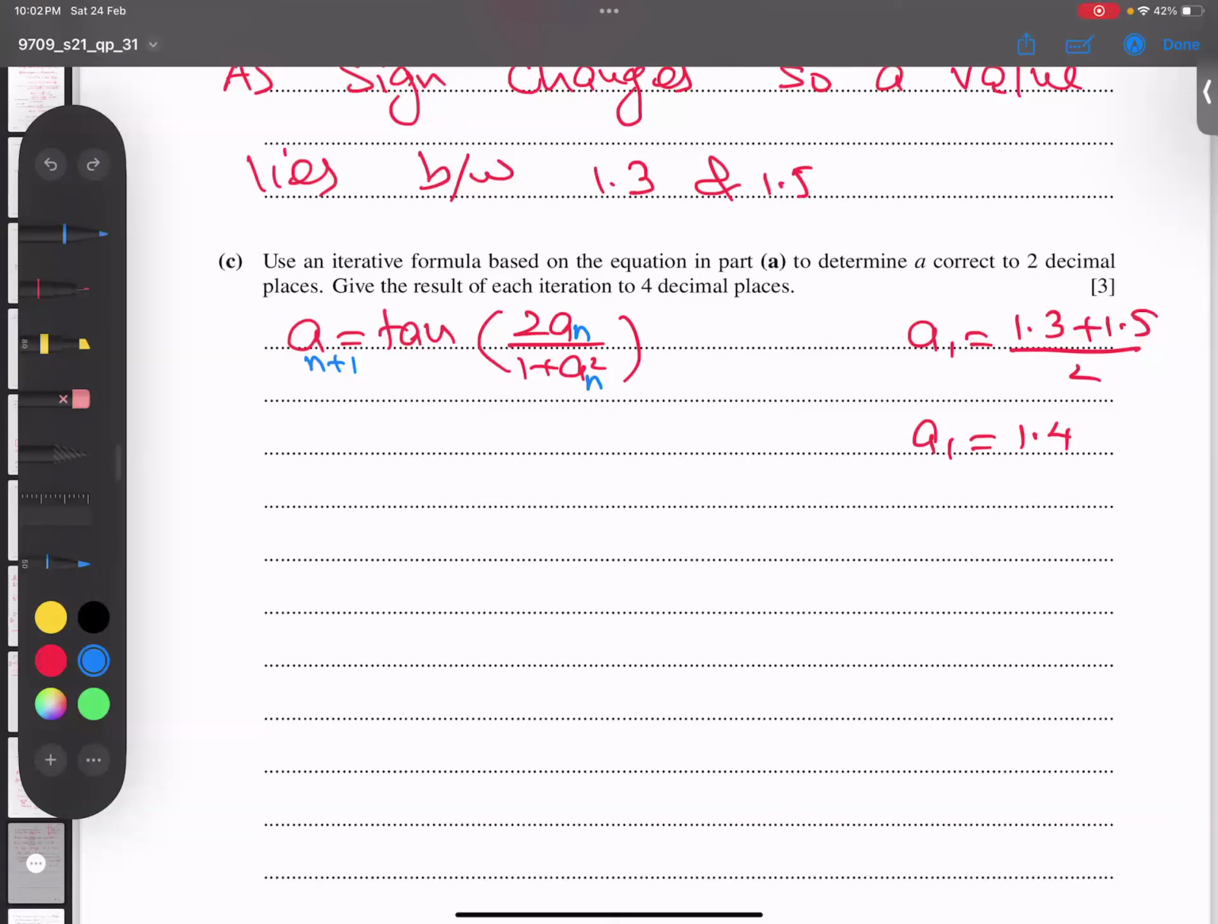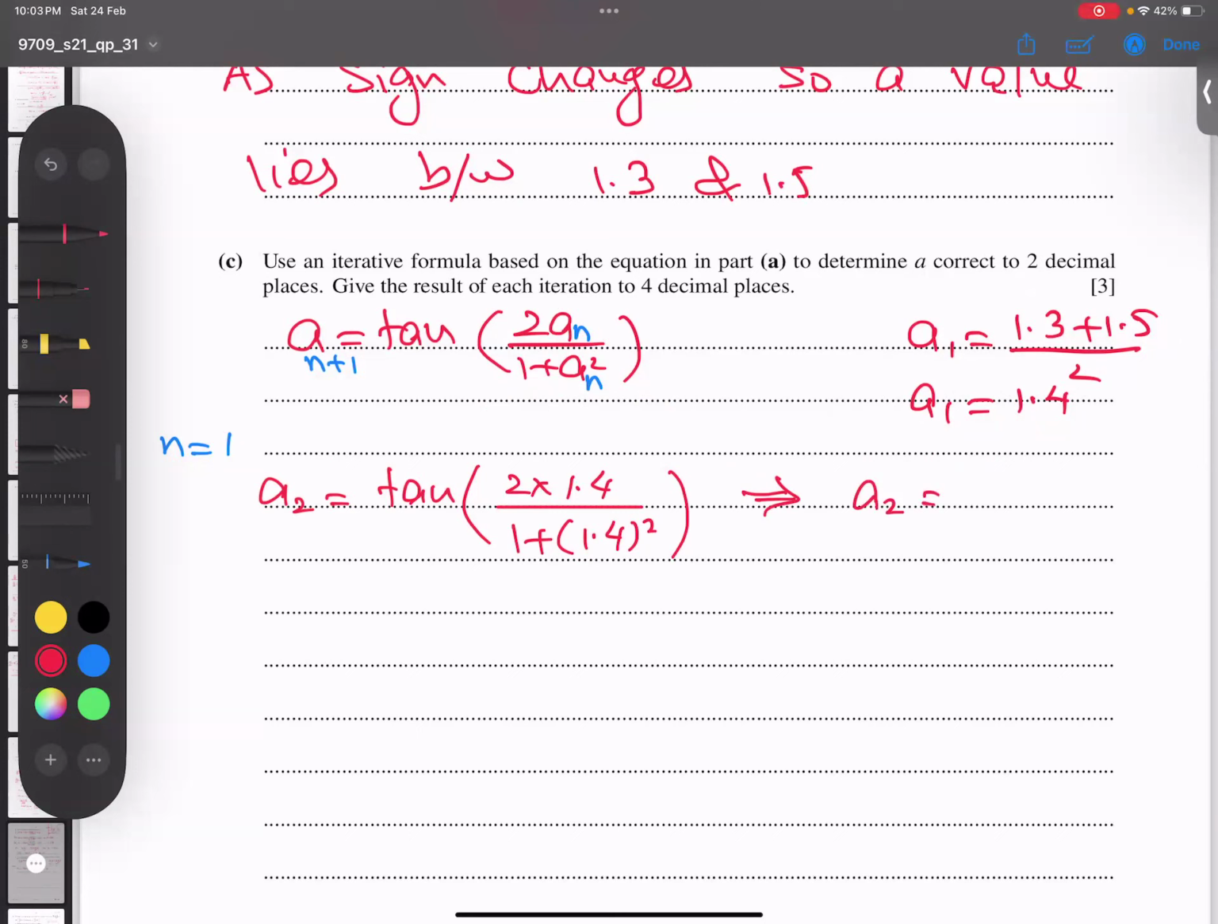Now come here. First of all, I will plug in n equals 1. When I plug in 1 here, here and here, I get A2. Then 2 times A1, and A1 is this, 1.4, over 1 plus 1.4 squared. I believe there's nothing hard. So I'm getting the answer for A2, and I have to type it very carefully: 2 times 1.4, and down I have 1 plus 1.4 squared.